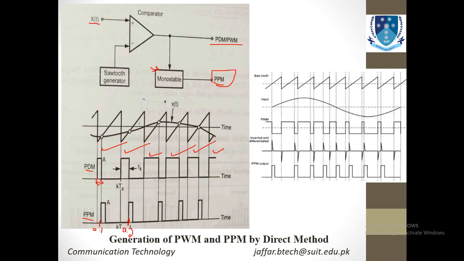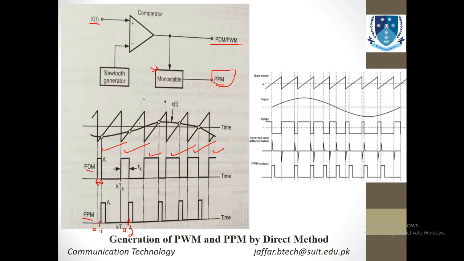So you can see that the position of the pulse is being changed. In the third symbol, it was at the end. Similarly, in the fourth and the fifth, the only difference in all of these is the time of the initialization of that pulse. So this is your PPM wave.